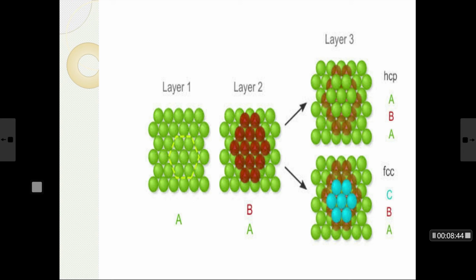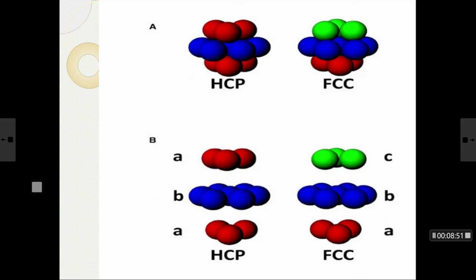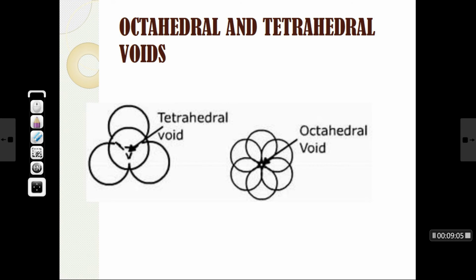This diagram shows three-dimensional close packing from two-dimensional hexagonal close packing. This is the three-dimensional view of HCP and FCC or CCP arrangement, AB type and ABC type. We have already discussed voids. So what are voids? The vacant space in a close packed arrangement is called voids. There are two types of voids, tetrahedral void and octahedral void. This image shows the tetrahedral void and octahedral void.